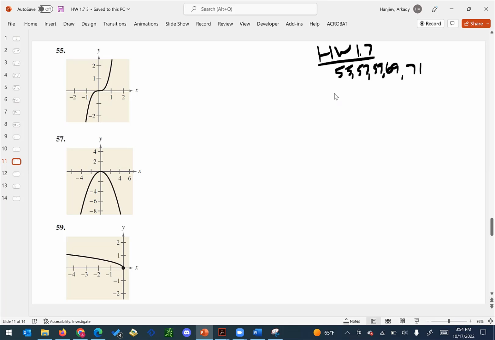So this one, as I look at this here, what do I see here? First of all, the parent function looks to me like x cubed. That's what the parent function looks like to me. So then the next piece is, has it been stretched? Has it been moved over? What has been done to this graph?